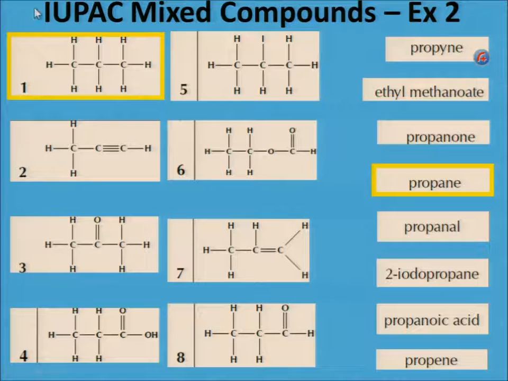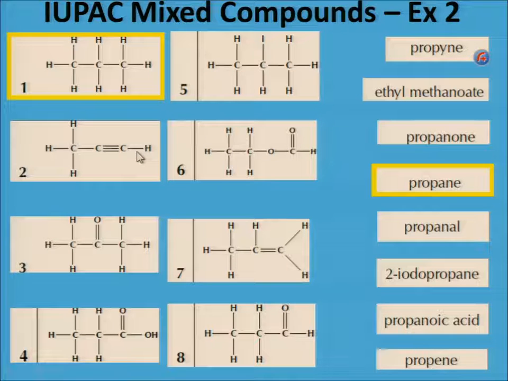Example 2. Here you have a structure and then you have to search for the name here. In this structure we have 3 carbons and only single bonds. Therefore this must be an alkane. And if you have 3 carbons, you know propane. And there you have it.